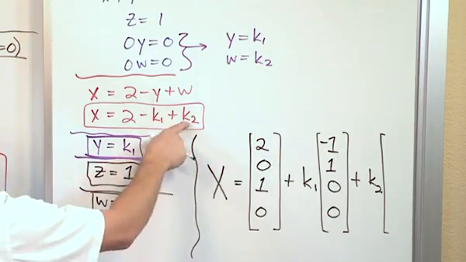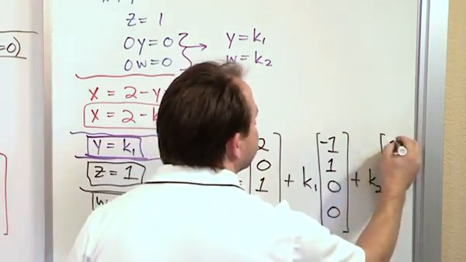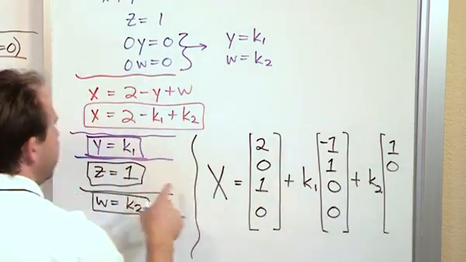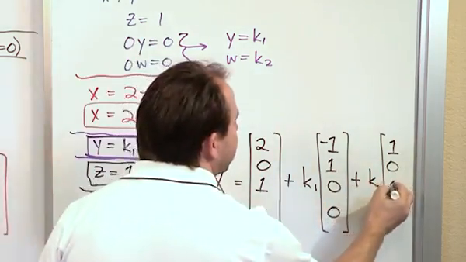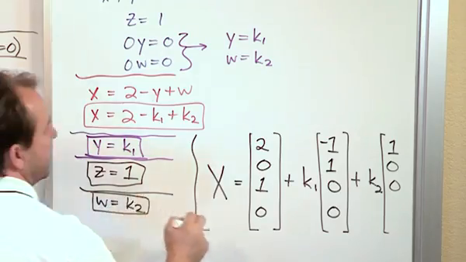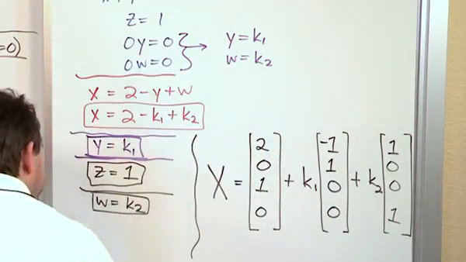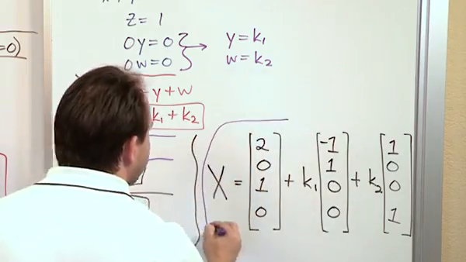Are there any k2s for x? Yes, there is, just one of them. Are there any k2s for y? No, there's not. Are there any k2s for z? No, there's not. Are there any k2s for w? Yes, there is. All right, so this is the solution of this set of equations.